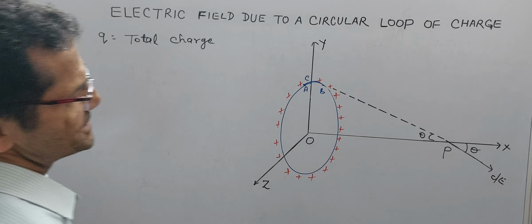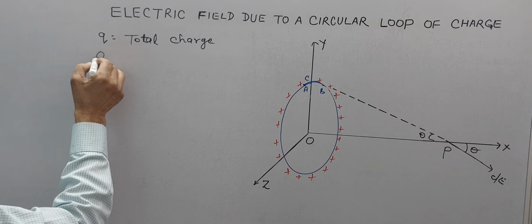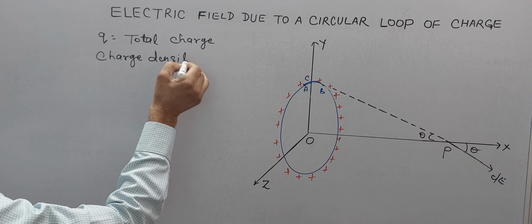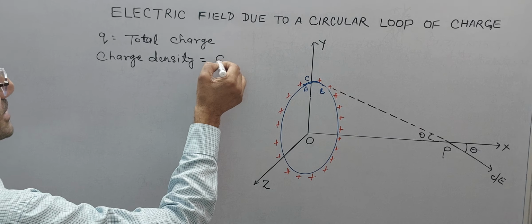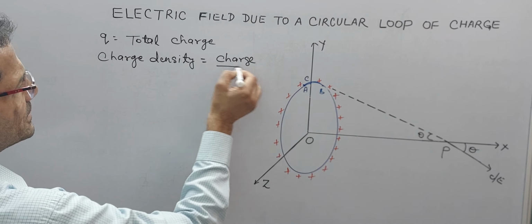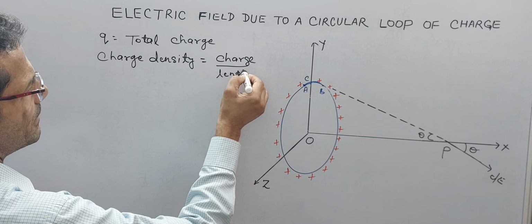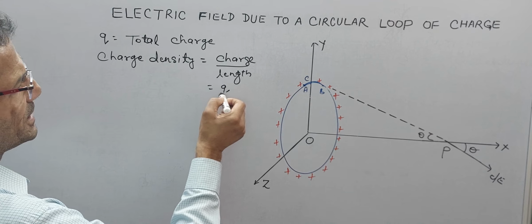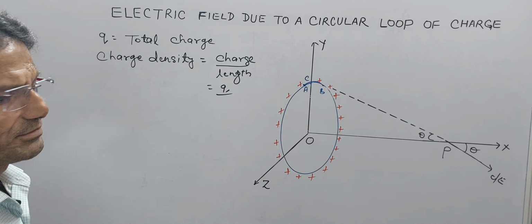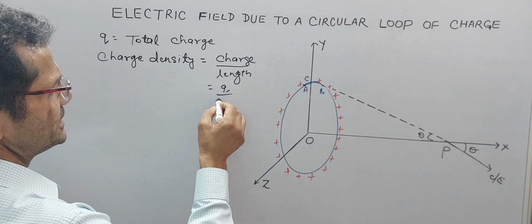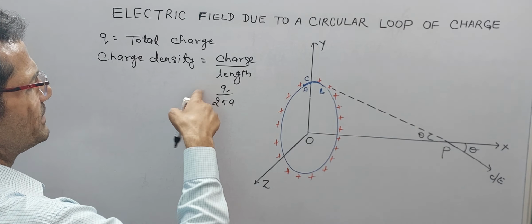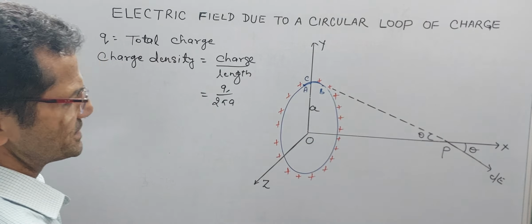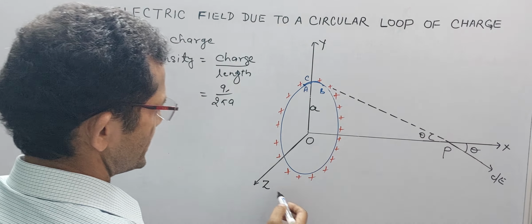So we have to find the charge density per unit length. Charge density will be charge divided by length. Here, let us suppose the total charge given is Q. The length of the circumference of the ring is 2 pi a, where a is the radius of this ring.